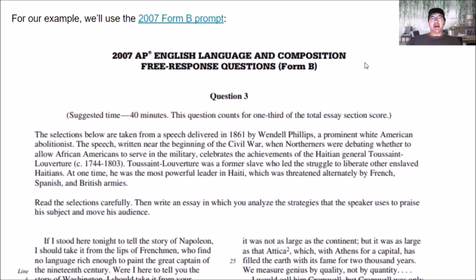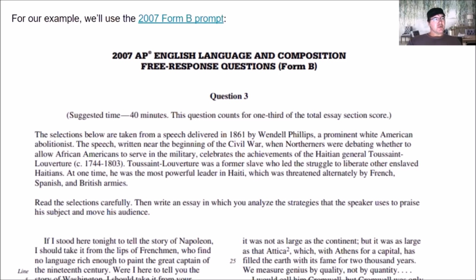So the rhetorical analysis essay is all about talking about what the author is doing to persuade his or her audience. What's the message, and how does the author get it across? So, reading the prompt, the selections below are taken from a speech delivered in 1861 by Wendell Phillips, a prominent white American abolitionist. The speech, written near the beginning of the Civil War, when Northerners were debating whether to allow African Americans to serve in the military, celebrates the achievements of the Haitian General Toussaint Louverture.